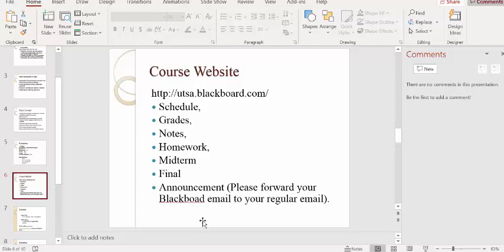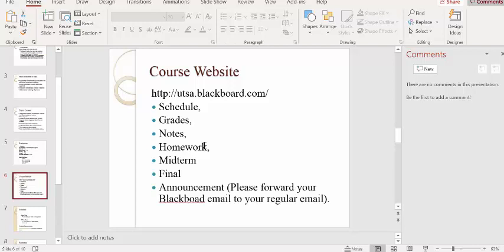I'll send emails about schedule announcements. The grades will be posted online. My notes will be posted online. The homework, midterms, and finals will be posted online. You are expected to submit your homework solutions, midterm solutions, and final solutions online. The TA will grade based on your submitted homework.